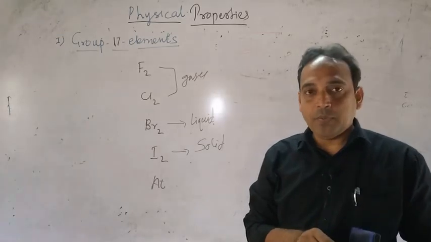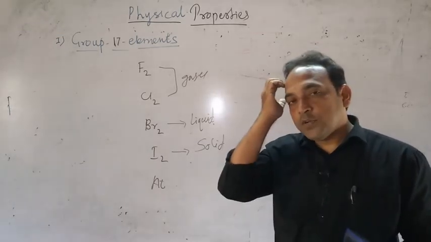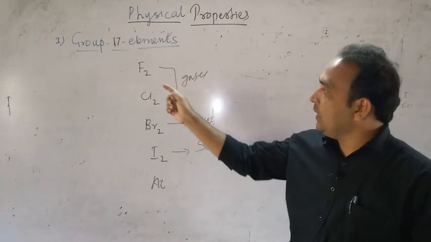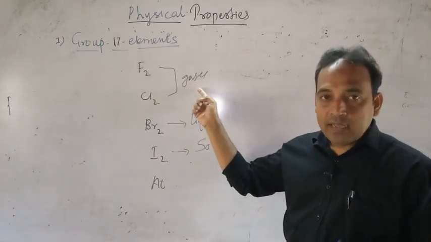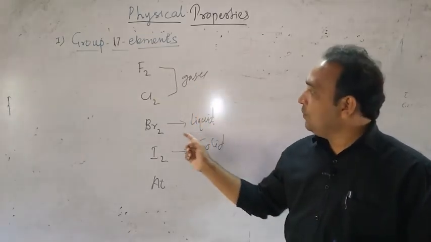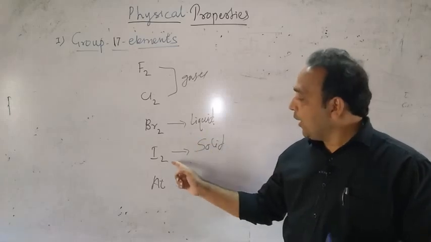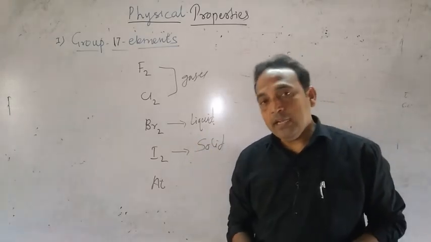What is the first physical property of the halogen family? Fluorine and chlorine are gases. Then bromine is a liquid. Iodine is solid at room temperature.